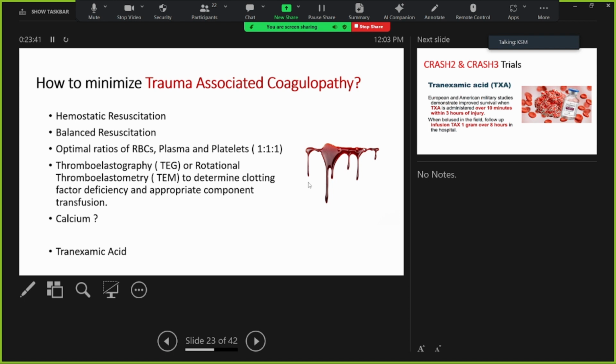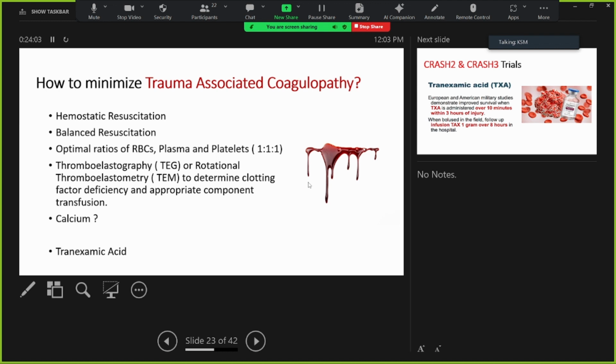Place of calcium is still again in doubt. If the patient has evidence of low calcium, you need to give calcium, but other than that, you don't give prophylactic calcium in trauma resuscitation. But if you find the calcium levels are low, you need to give calcium for the resuscitation.